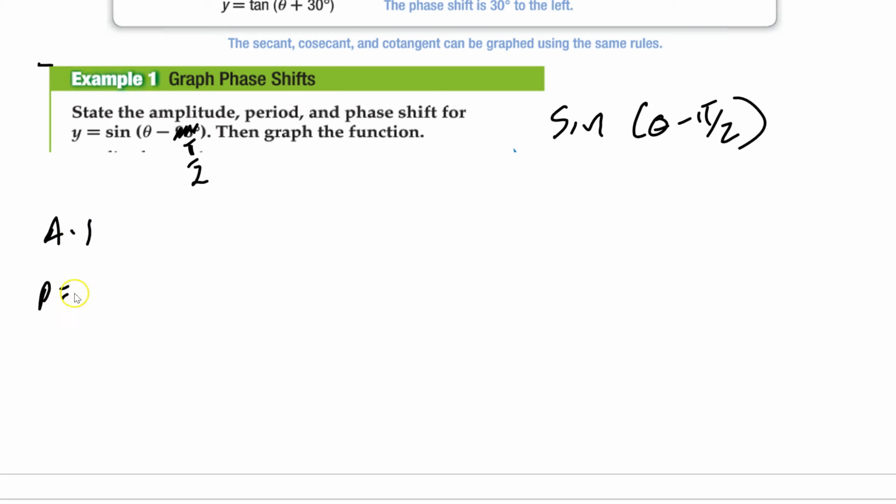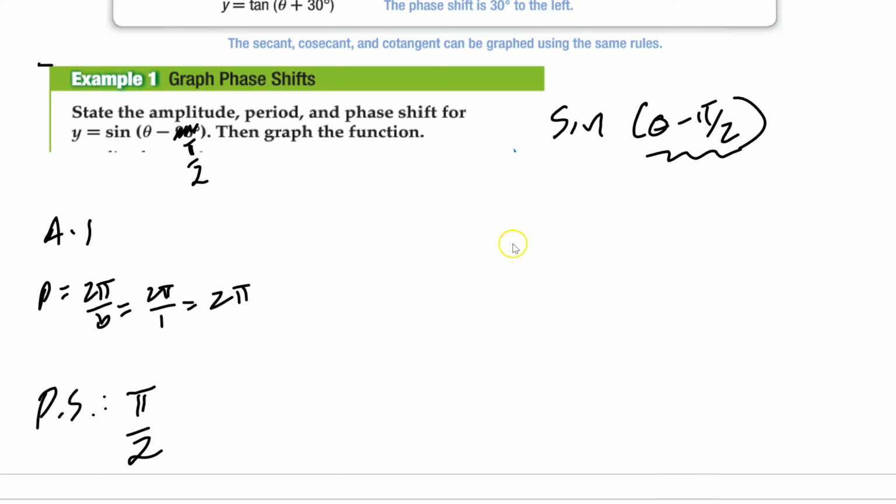Let's try on a period. Period is the number in front of the theta, which doesn't have one, so 2 pi over b. There's no b there, so 2 pi over 1, so 2 pi. And then we have a phase shift. That's how much we move left and right. Inside opposite, so we move right pi over 2.